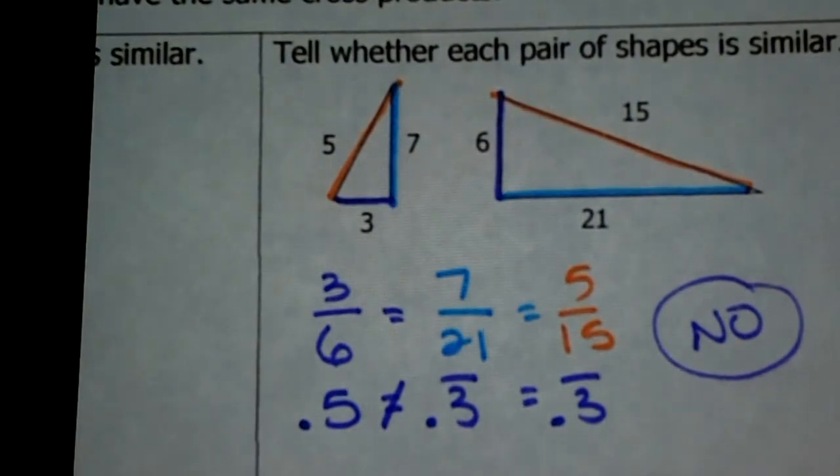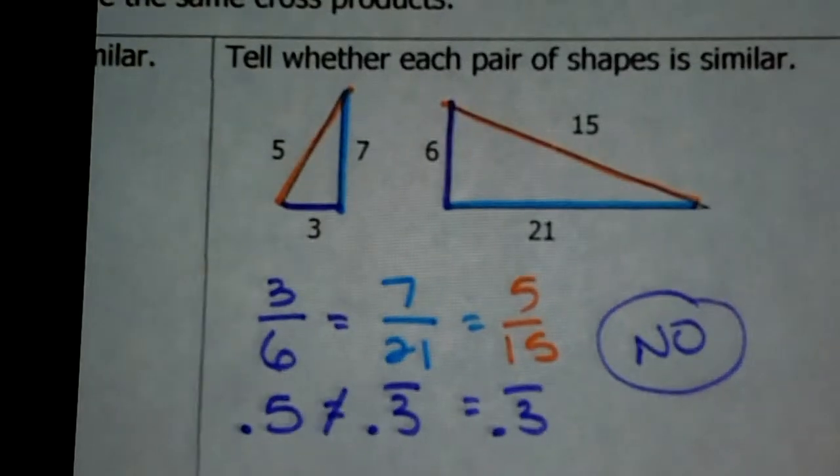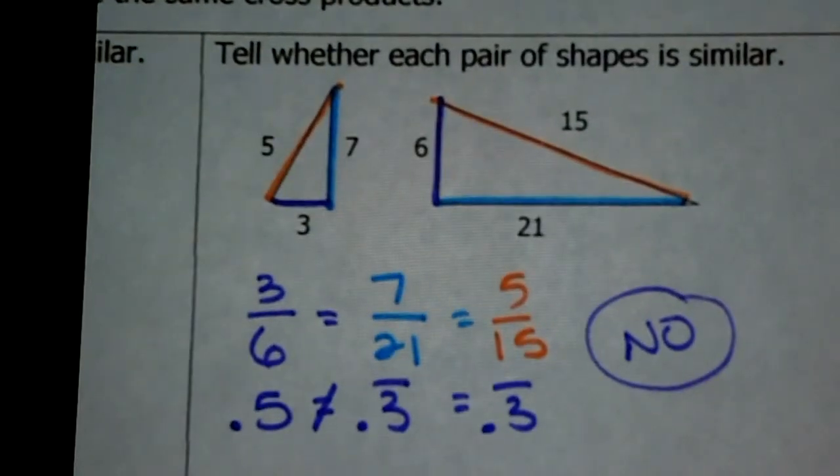In summary, if you want to determine if shapes are similar or not, all you need to do is match up their corresponding sides, set them up as ratios, and see if all of the ratios are equivalent, meaning proportional. And if the side lengths are proportional, that means your shapes are similar. We are done.